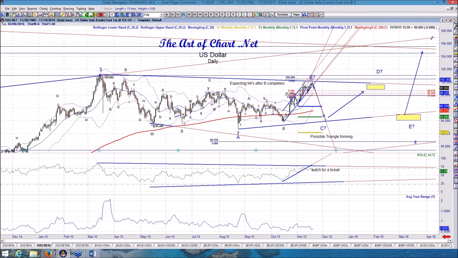From the E, I'm looking for 105s, okay? And that will be a major significant top in the dollar that we will not see for many, many years to come. From there, I'm expecting it to break down. So we'll see how that plays out. That's probably going to play out into 2016 at this point.